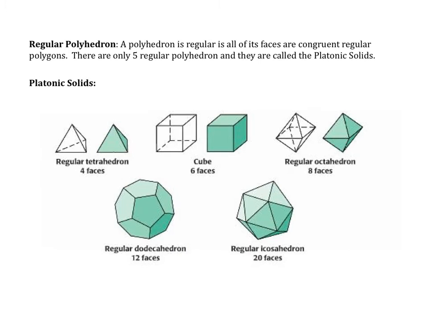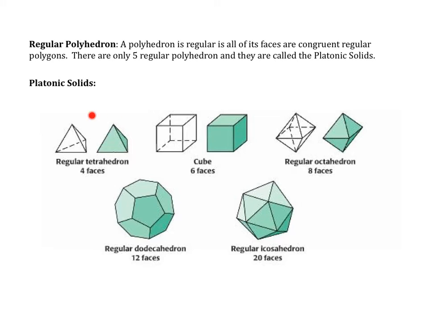Just like we have regular polygons, we have regular polyhedrons. A polyhedron is regular if all of its faces are congruent regular polygons. There are only 5 regular polyhedrons, and they are called the Platonic solids because they were discovered by Plato.